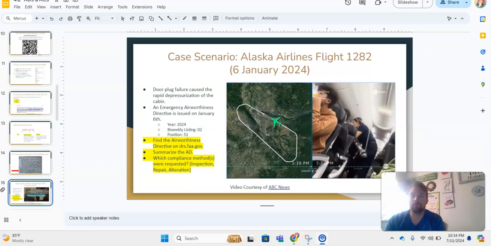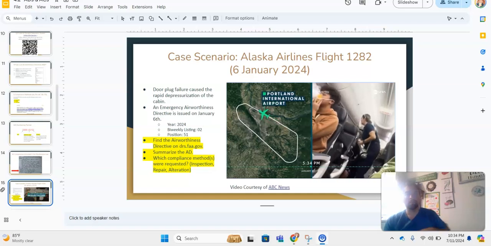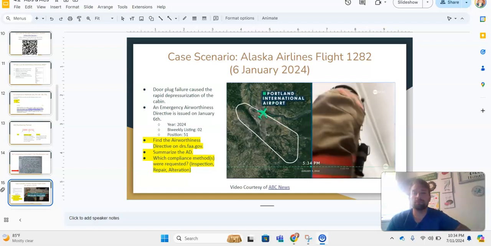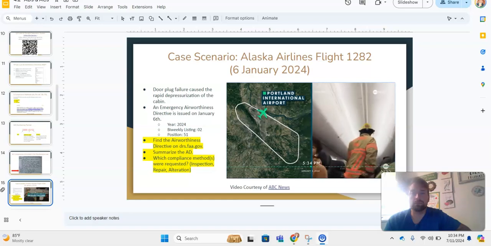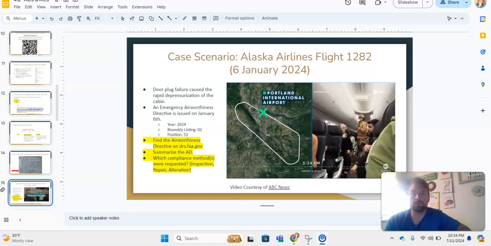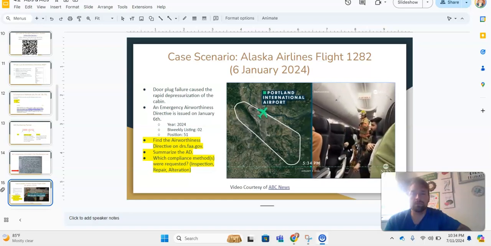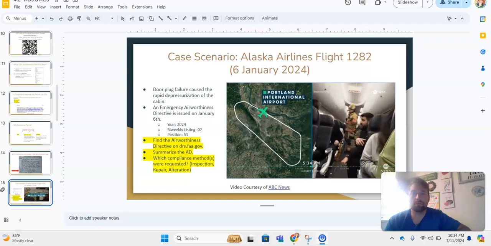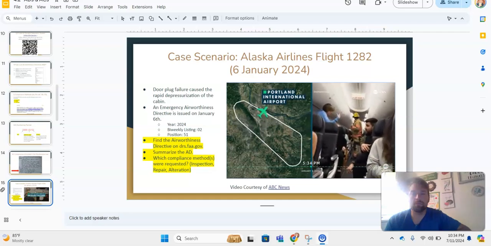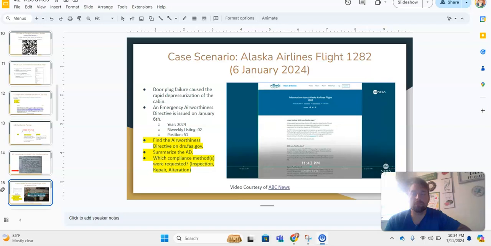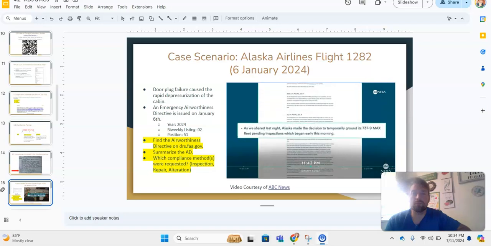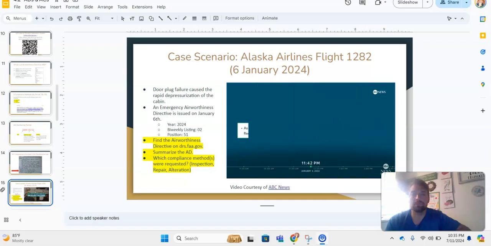Thank you. 5:34 p.m. local time. The plane is now at a gate. Firefighters are seen on board the flight. According to Alaska Airlines, several passengers on board experienced injuries that required medical attention, but all passengers are now medically cleared. 11:42 p.m. Alaska Airlines CEO says in a statement that they will be temporarily grounding its fleet of 737-9 MAX, until all 65 of them are inspected over the next few days.